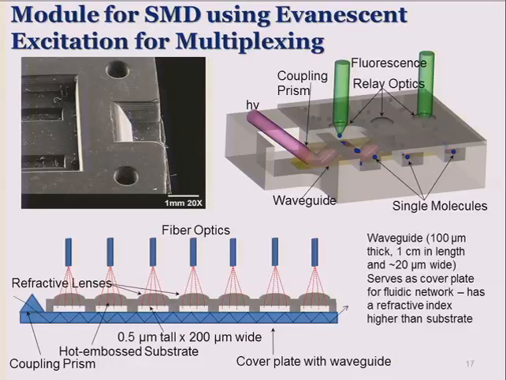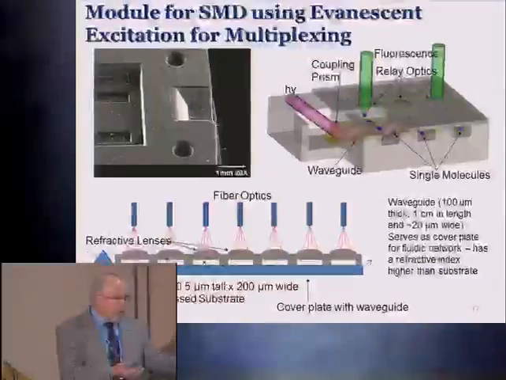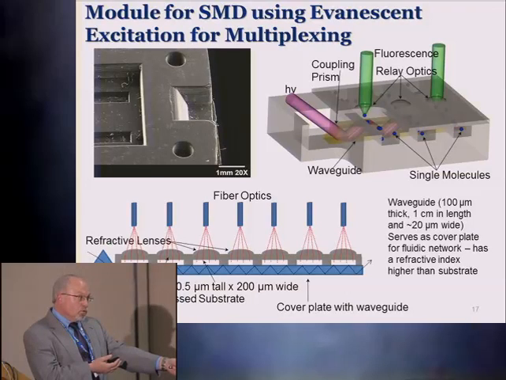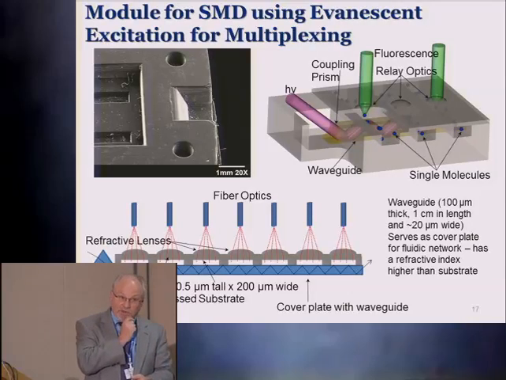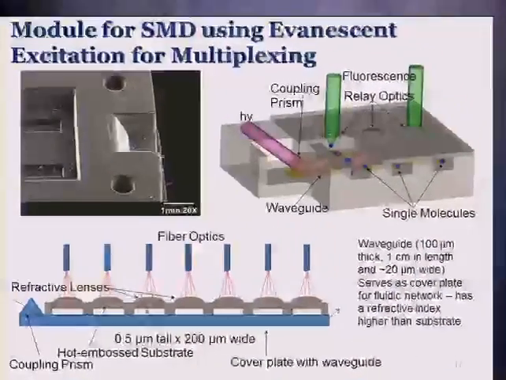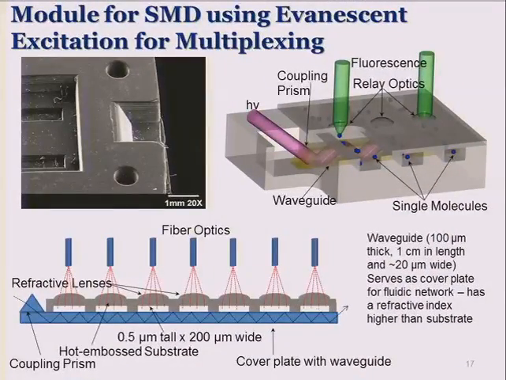Well, basically, remember, whenever you launch light into a planar waveguide, you get light leakage due to its evanescent properties. So this light leaks into the adjoining solution layer due to this evanescent property of the waveguide material. If you launch it close to the critical angle, you get a very deep penetration into that adjoining solution layer. The other thing we've got going on here is some coupling prisms, these relay optics that are machined on the bottom face of this fluidic network, and you can see that right here.